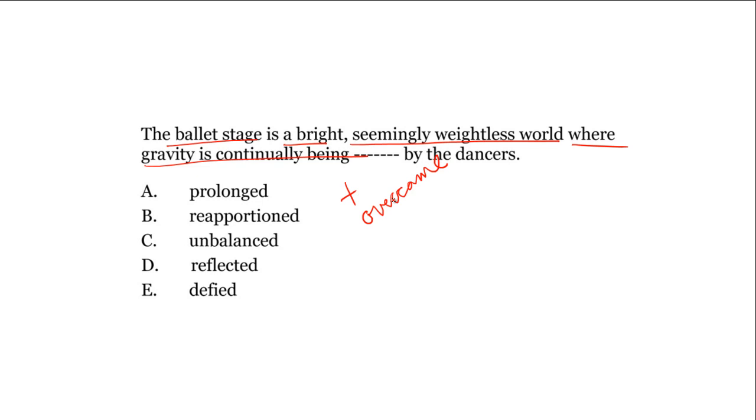Let's read the sentence to make sure it's logical. The ballet stage is a bright, seemingly weightless world where gravity is continually being overcome by the dancers. All right, sounds good to me. Step 5, process of elimination. Prolonged is not like overcome. Reapportioned, which means to divide and share anew, is not like overcome. Unbalanced is not like overcome. Reflected is not like overcome. Defied is a lot like overcome. E is the right answer.